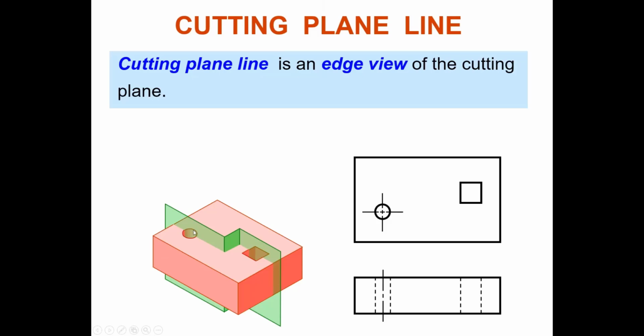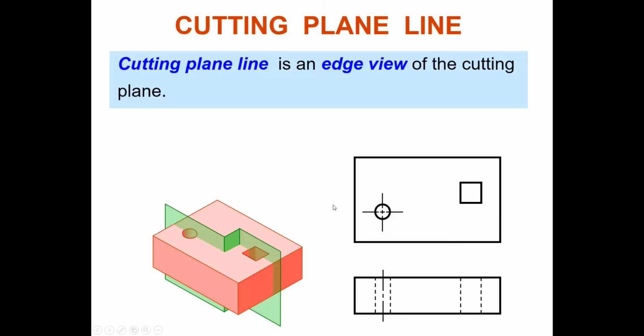This type of sectioning we call offset section. Remember, before this was full sectioning, and this one is offset sectioning. If you look on this block, the bottom is your front view, the top is your plan view, your orthographic drawing. If you have this component, for example, here we have drill holes, and at the top right corner we have square holes.